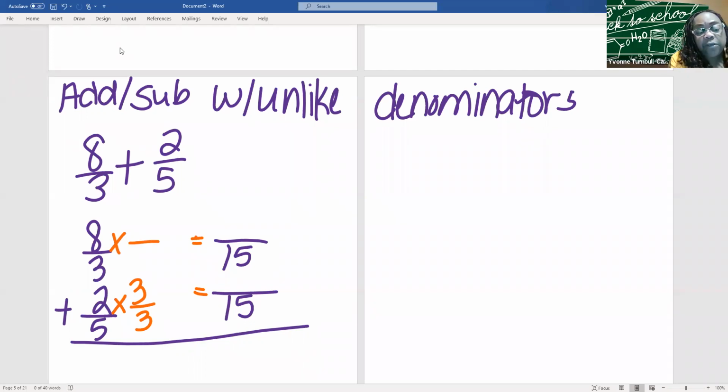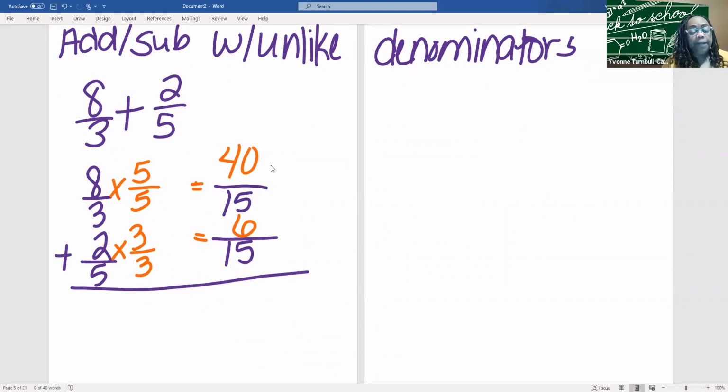In the top fraction, you ask yourself, what times 3 gives you 15, or 15 divided by 3 gives you what? 5. Here again, we're making another equivalent fraction. I'm going to multiply the denominator by 5. I'm also going to multiply the numerator by 5. To make an equivalent fraction, you have to multiply the numerator and the denominator by the same number. 8 times 5 is 40. 3 times 2 is 6. Now, our denominators are the same, and we can now combine the numerators. Of course, 40 plus 6 is 46.